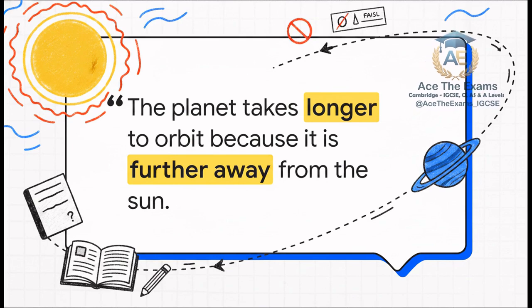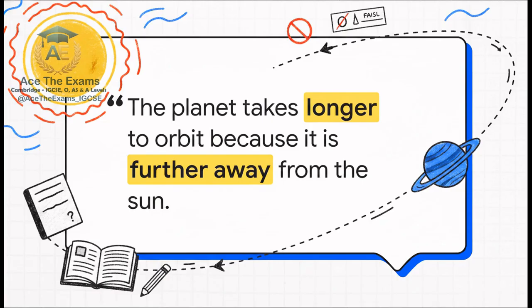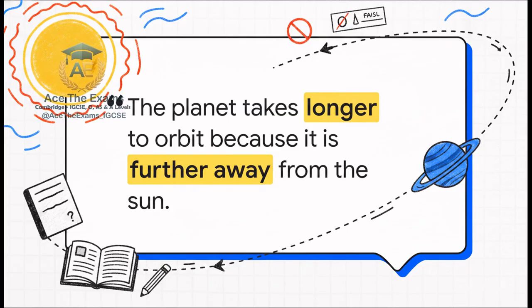Take this classic, everyday student answer to the question, explain why a distant planet has a longer orbital period. The student writes, the planet takes longer to orbit because it is farther away from the sun. Now, that sounds totally true, right? I mean, you probably learned that back in primary school. But in IGCSE Physics 0625, this scores exactly 0 marks. Nada. It's dangerously vague, and it completely skips our scientific framework.